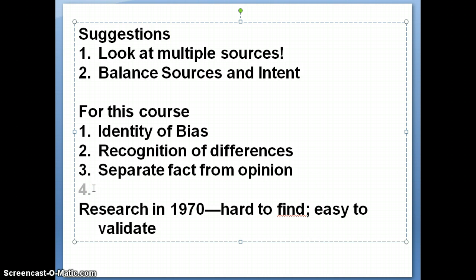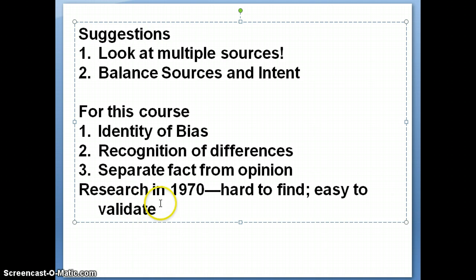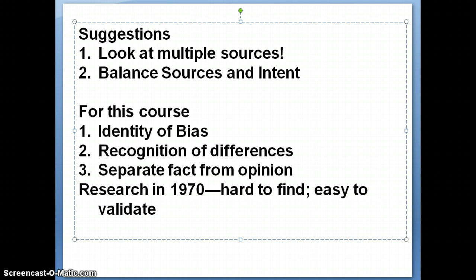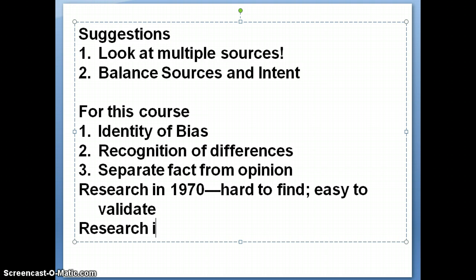Okay, now let's compare that with research in 2012. At this time, any of you with a good handheld device, and most of you probably have that, can research any topic you want to by simply clicking a button. You can find lots of information out there. But what's the problem? Is it valid information? Just because it's out there, there's a wealth of information, it's hard to validate.